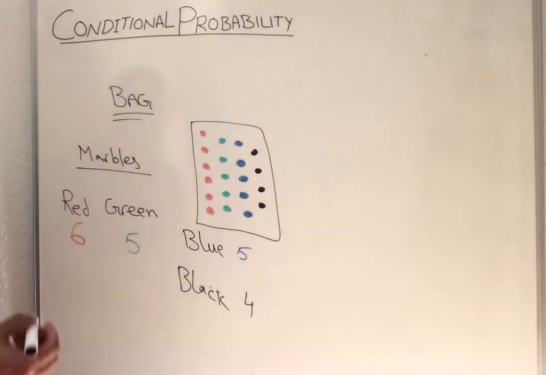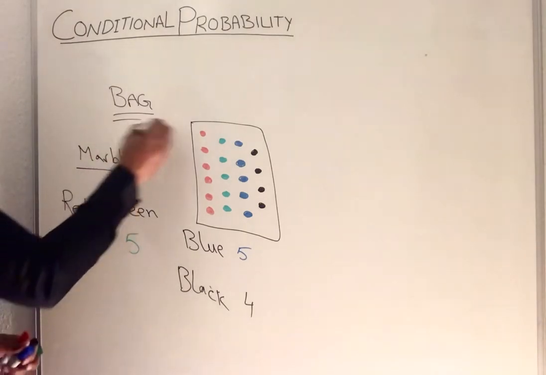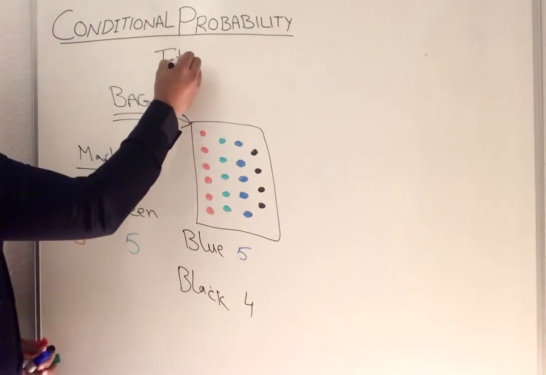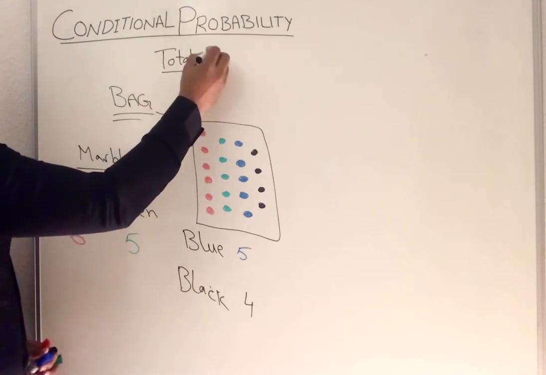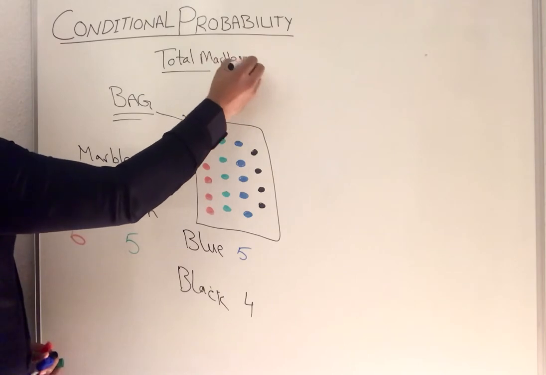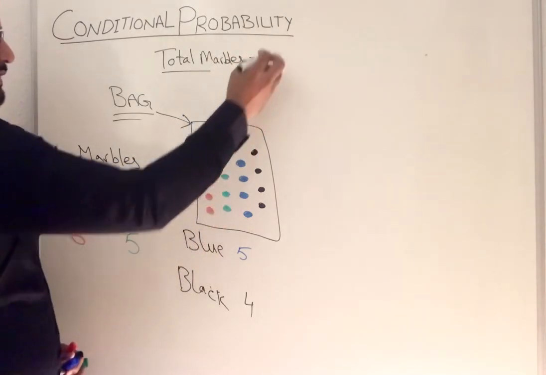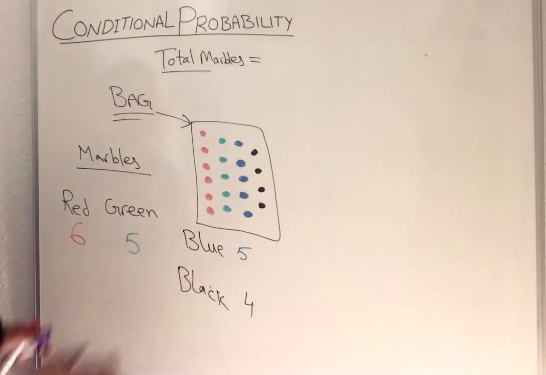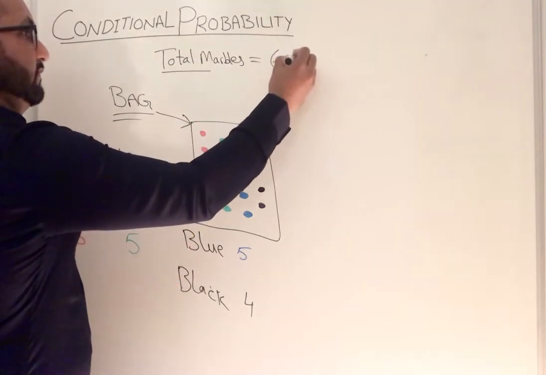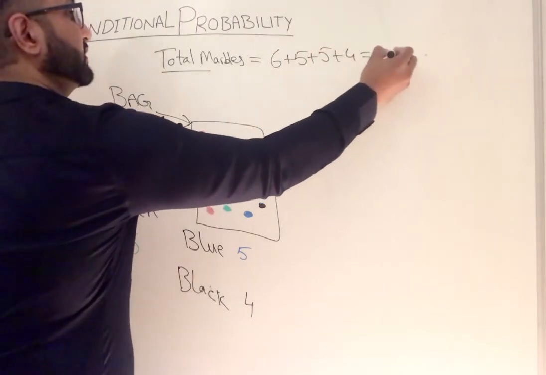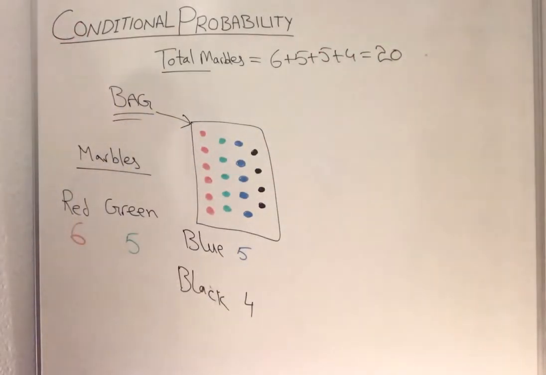So now you can see, this is our bag. How many marbles in total are in our one bag? When we count, we have to add all the marbles here: 6, 5, 5 and 4. We get a total of 20 marbles.